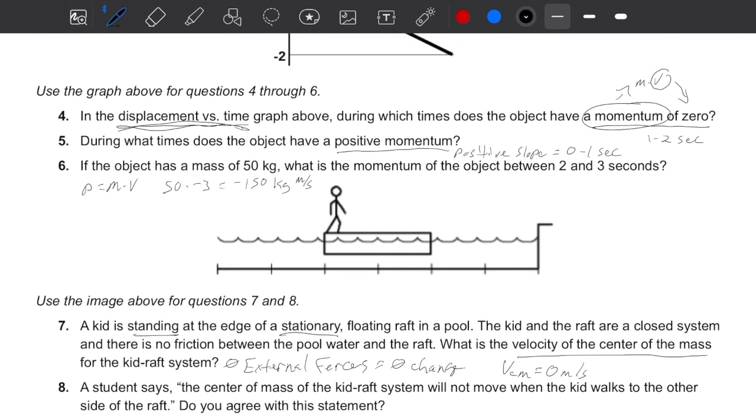Finally, a student says the center of mass of the kid raft system will not move when the kid walks to the other side of the raft. Do you agree? I absolutely agree. The child is moving to the right. The raft will actually float to the left because Newton's first law says that an object or a system that is at rest will remain at rest unless an unbalanced external force acts.